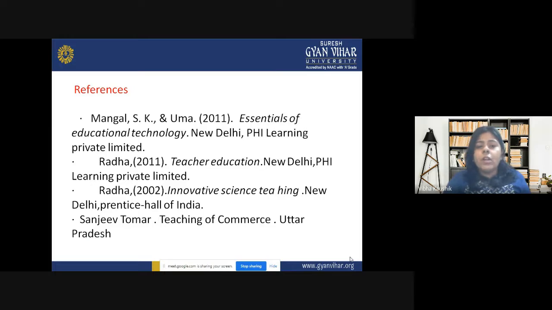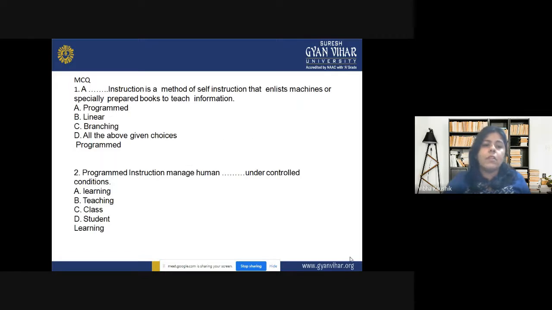So, for further reading on this topic, you can refer to these references. Now, let us discuss some MCQs, as MCQs are the best way to know the learning outcomes of a learner, how much you have learned a particular concept that has been taught to you.